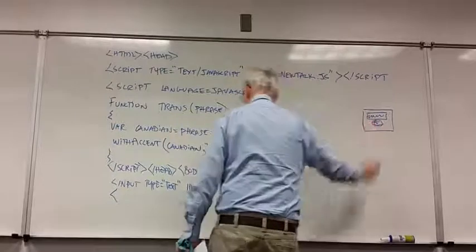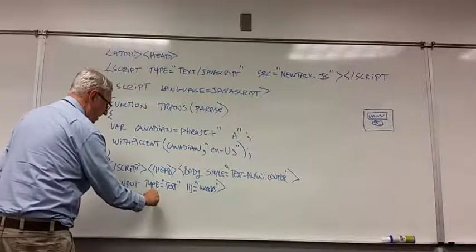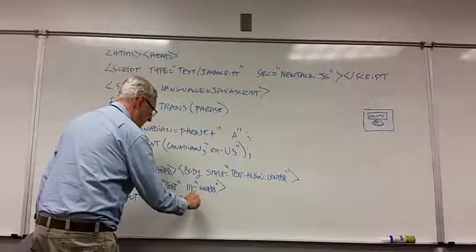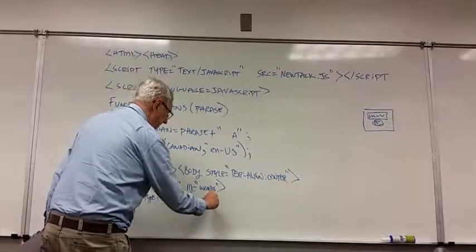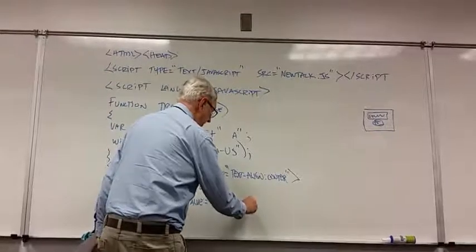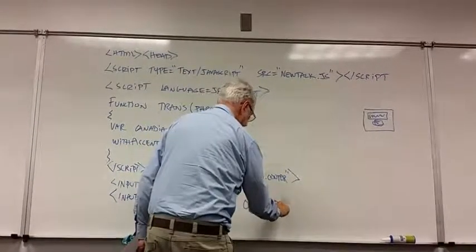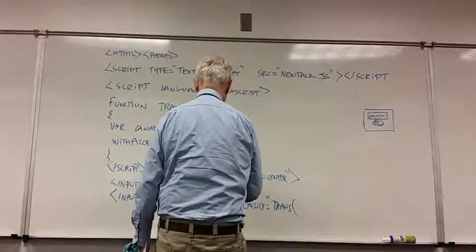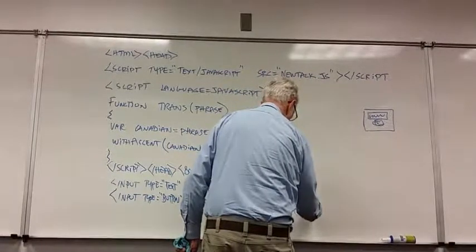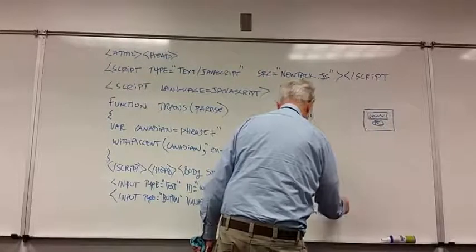Then I put the button down. This button right here. I say input, type equals button, value, what's on the button? Equals translate. So that word translate will go on the button. And then you say onclick, go up to this function, trans, and send this words up there, words dot value. You want to send the value of the words.